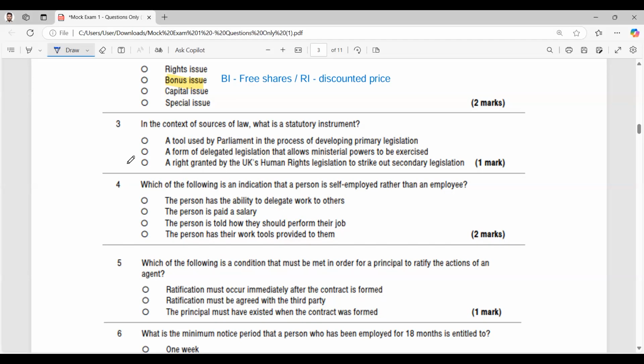Right. The third one, in the context of sources of law, what is a statutory instrument? You need to understand what a statutory instrument is. A tool used by Parliament in the process of developing primary legislation, a form of delegated legislation that allows ministerial powers to be exercised, or a right granted by UK human rights legislation to strike out secondary legislation. So a statutory instrument is an instrument which gives powers, for you to transfer authority, to delegate authority. So it is a form of delegated legislation that allows ministerial powers to be exercised.